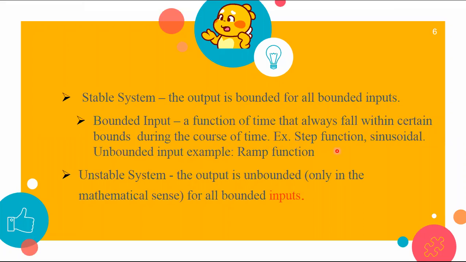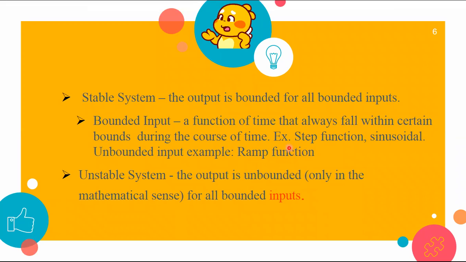The examples stated here are the step function and the sinusoidal function. These two functions do not grow over time and do not decrease over time. They are just steady in terms of magnitude. Whereas the unbounded input given here as an example is the ramp function. This one, as shown in the graph of a line, will increase indefinitely based on the slope of that particular line, or it will decrease depending on the slope of that line as well.